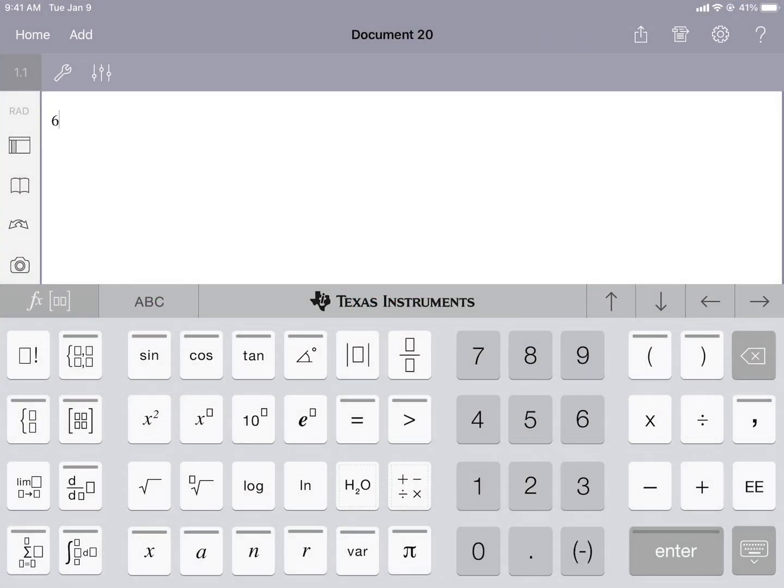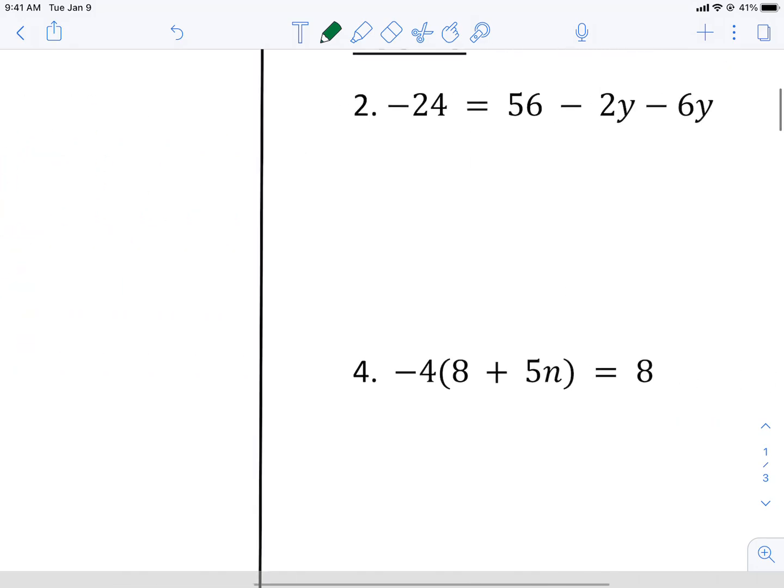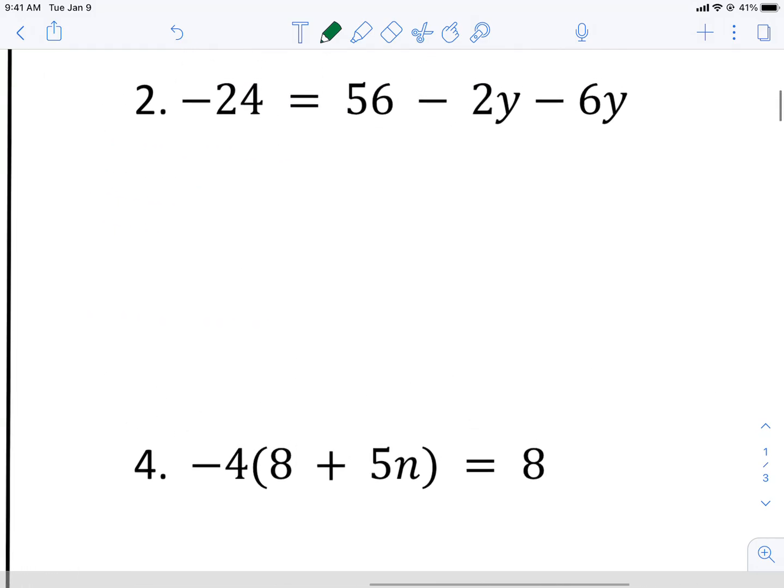We're going to type in 6 times 12 plus 15 minus 4 times 12. So it should look just like that. That's exactly how we wrote it out. You press enter, you get 39, which means our answer works. So going back, I want you to pause the video and try to work this one out on your own.